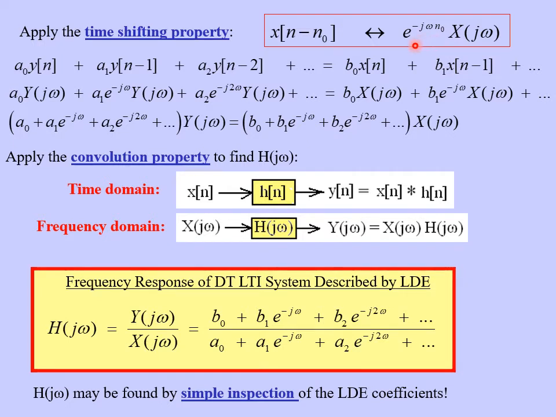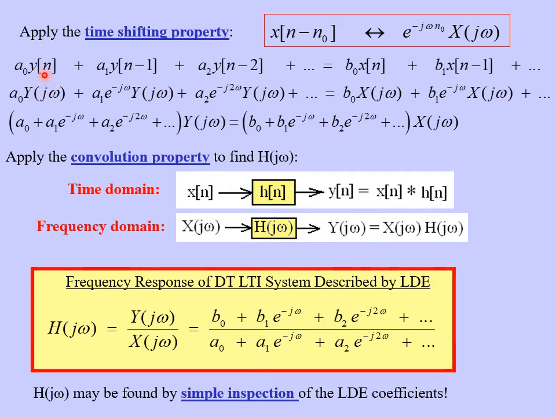We have a delay term, which is e to the minus j omega n naught. And the value of n naught here, which is an integer, 1, 2, 3, 4, 5, etc., is just whatever number is over here. So we're going to use the time shifting property, and we can do these Fourier transforms very quickly. So for example, the first term, we have a naught times Y of j omega.